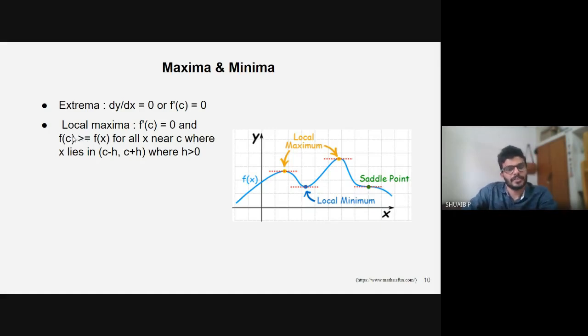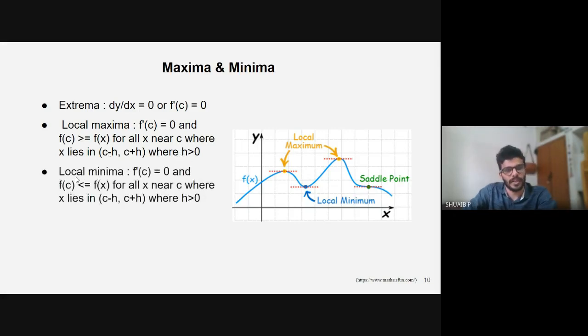It's correct. So f of c will be greater than or equal to all the f of x which are in a neighborhood of c. Similarly, for local minima, all the neighboring values will be higher than the extrema point. So here you can see there are 2 local maxima for this function, and there is 1 local minimum.